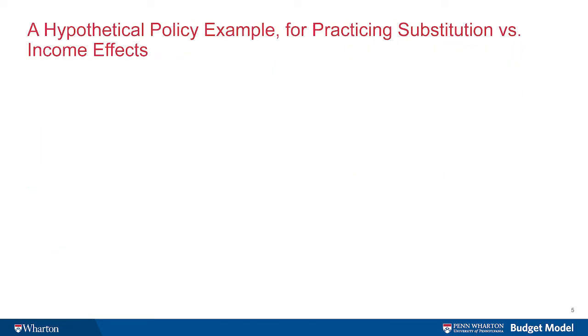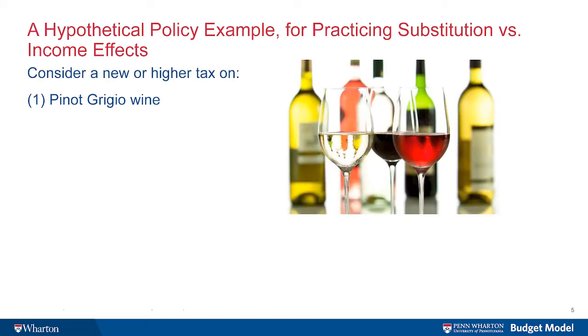I'm going to run through a hypothetical policy example for practicing substitution versus income effects. I'm going to start out with a very non-real world example of a tax. We're going to consider a new or higher tax on Pinot Grigio wine. I'm intentionally picking a pretty narrow category, a very targeted tax policy, and I'm saying, suppose we only raise the tax rate on this particular kind of wine, Pinot Grigio. And then let's think about the substitution versus income effects.